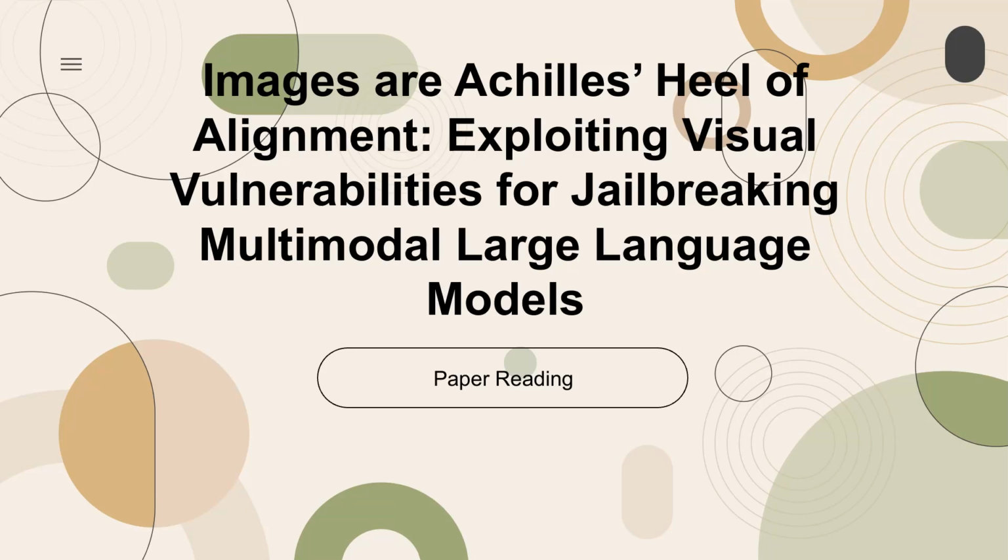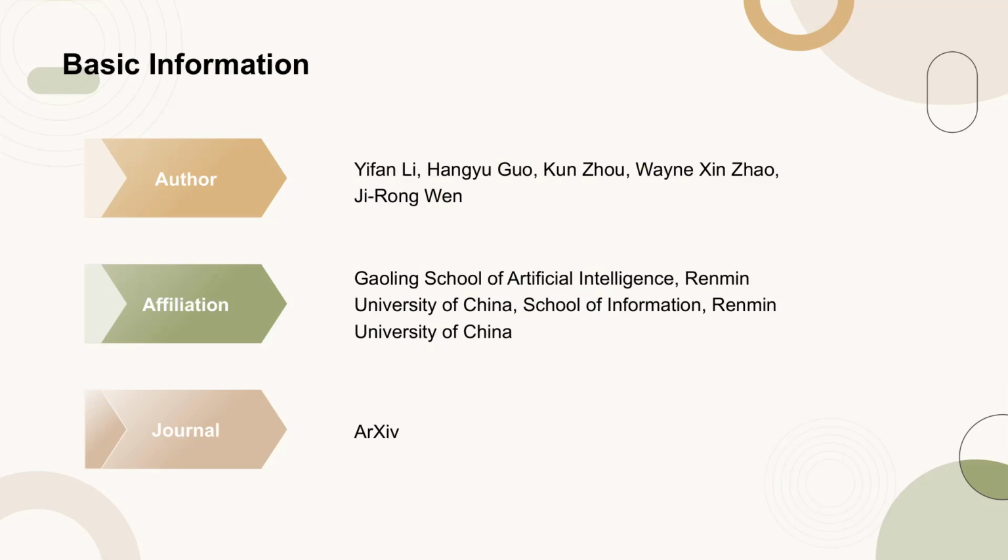Today's paper is titled, Images are Achilles' Heel of Alignment, Exploiting Visual Vulnerabilities for Jailbreaking Multimodal Large Language Models. This paper was published on arXiv by Yifan and colleagues from the Gaoling School of Artificial Intelligence and the School of Information at Renmin University of China.